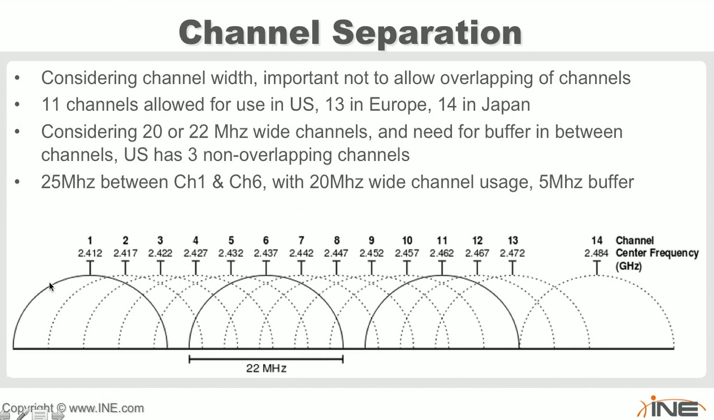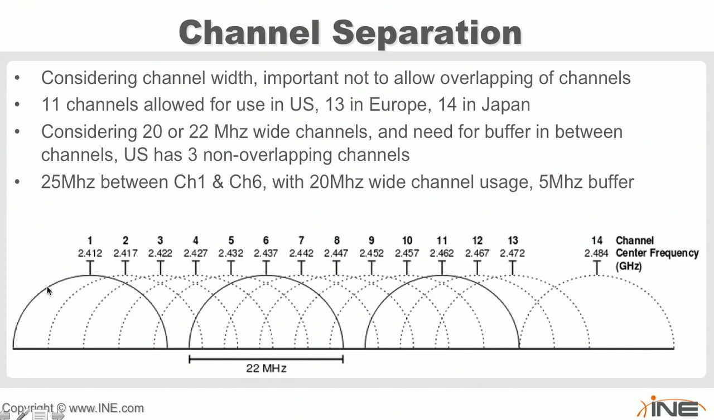So we have, in the US at least, these three non-overlapping channels. Now this shows 22 megahertz. This was for the older standard, 802.11b. But for 802.11n, what we're doing in today's networks, or even 802.11g at the least, we have 20 megahertz wide channels. So there's actually a 25 megahertz difference between channel 1 and 6. If I just take 437 and subtract 412, I get 25.